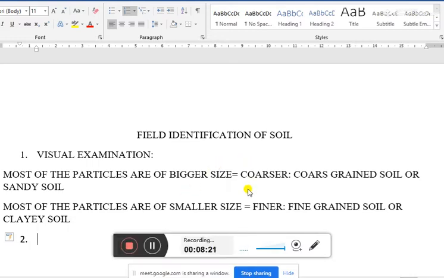Now, after visual examination, when we have the decision whether the soil is sandy soil or clay soil, then we can go to the next test.